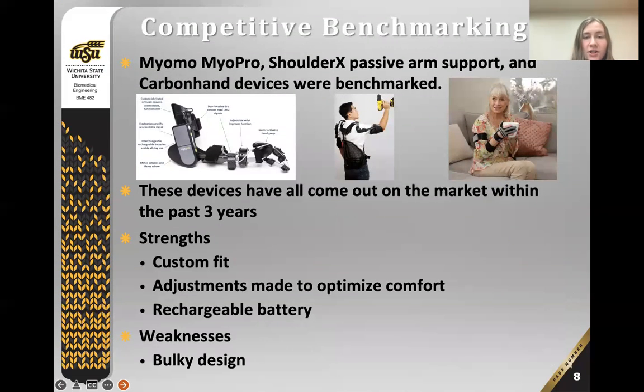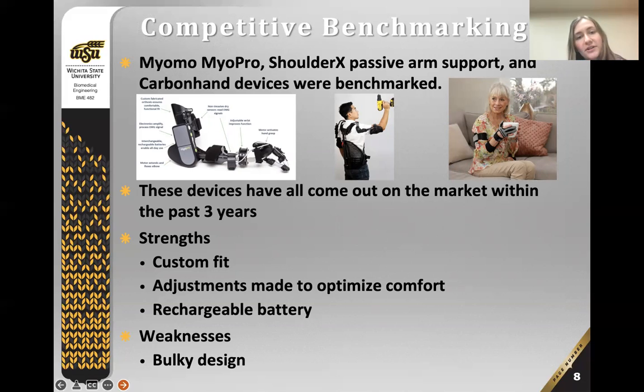Competitive benchmarking was done on 3 devices: the Myoma MyoPro, Shoulder X passive arm support, and the Carbon Hand device. All of these devices came out on the market within the past 3 years. Exoskeleton devices for rehabilitative purposes are a relatively new concept.